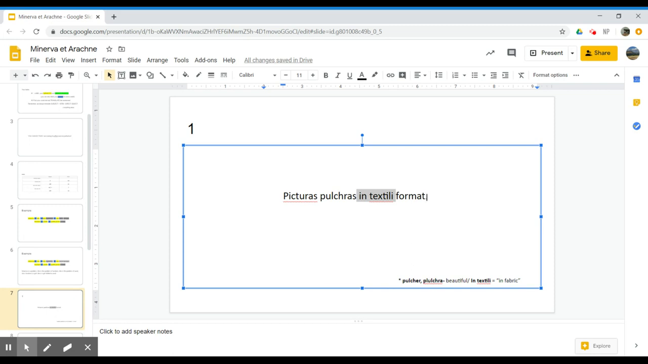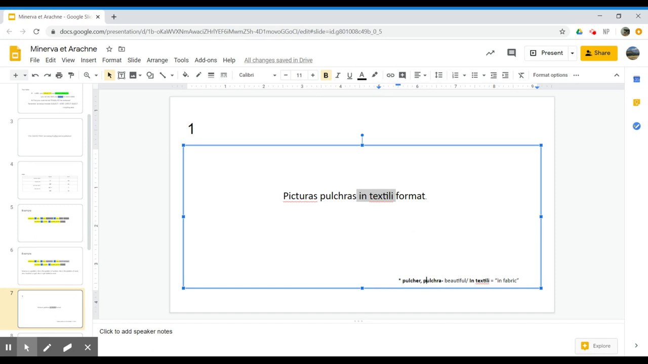Pulchras is a word we've seen a few times in our earlier chapters, but because we haven't seen it in a little while, I see I need to correct a little typo there. I've put some of these, like I said, long ago words at the bottom of your slides. So pulcher, pulchra is an adjective that means beautiful. So she makes beautiful pictures in textile. That happens to also be here at the bottom.